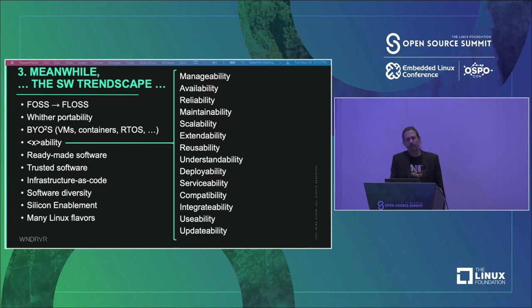And at the same time, there's all these other aspects that are happening to us as software architects. Free and open source software is becoming free Linux open source software. You know, and portability is waning a little bit. It's because open source projects are using the features of Linux, and so there's less use of things like configure software to alternate runtime environments.